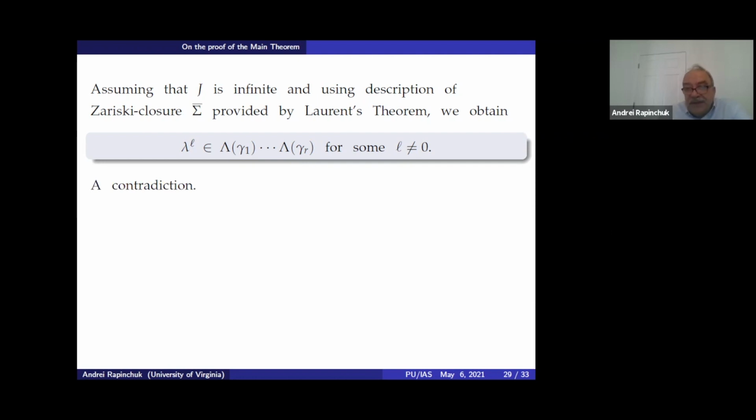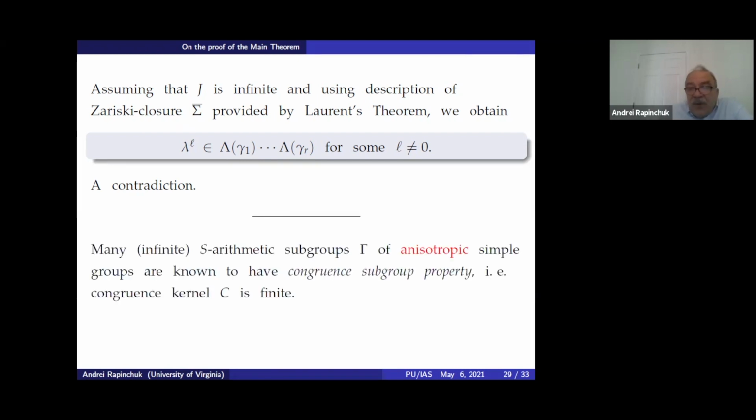So the proof is quite easy if you know Laurent's theorem, which I didn't until recently. So now we know that if we have an S-arithmetic subgroup of an anisotropic group, then it doesn't have boundary generation. On the other hand, the congruence subgroup property is known for many anisotropic groups, including, for example, spinor groups and so on. And each such example gives us an example where the profinite completion has boundary generation as a profinite group, but gamma itself doesn't have boundary generation as a discrete group.